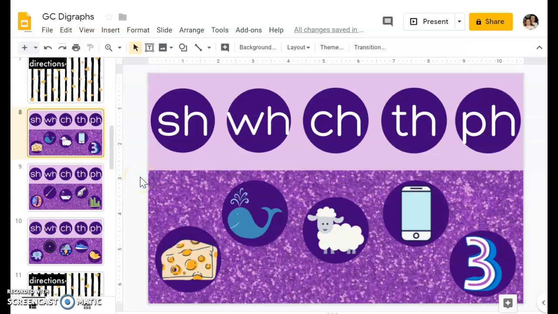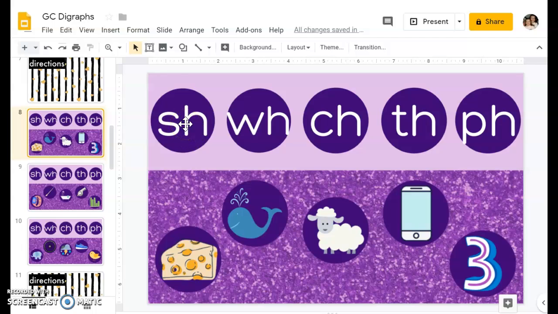For the next section of our digraph classroom, we're going to be doing a matchup game. At the top, you have your 5 digraphs that we're working with for this classroom: SH, WH, CH, TH, and PH. Down below, you have 5 pictures. Each picture only matches one of these digraphs. So what you're going to do is click and drag your digraph from the top.